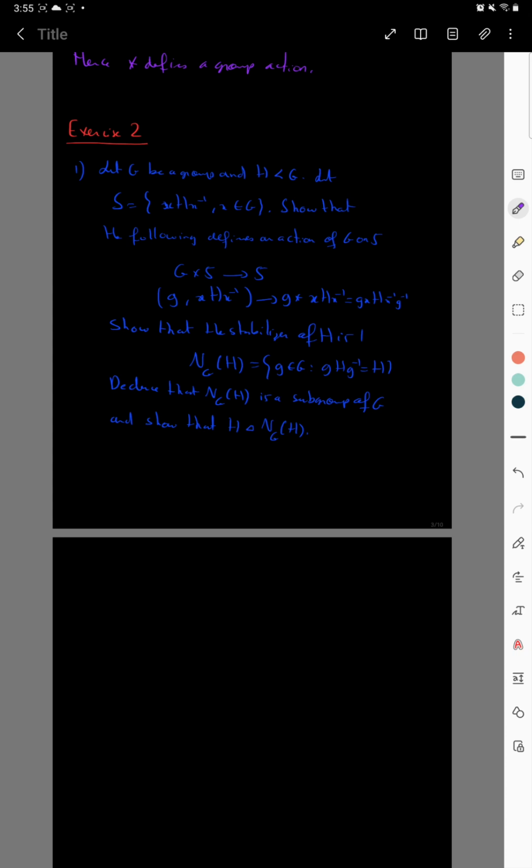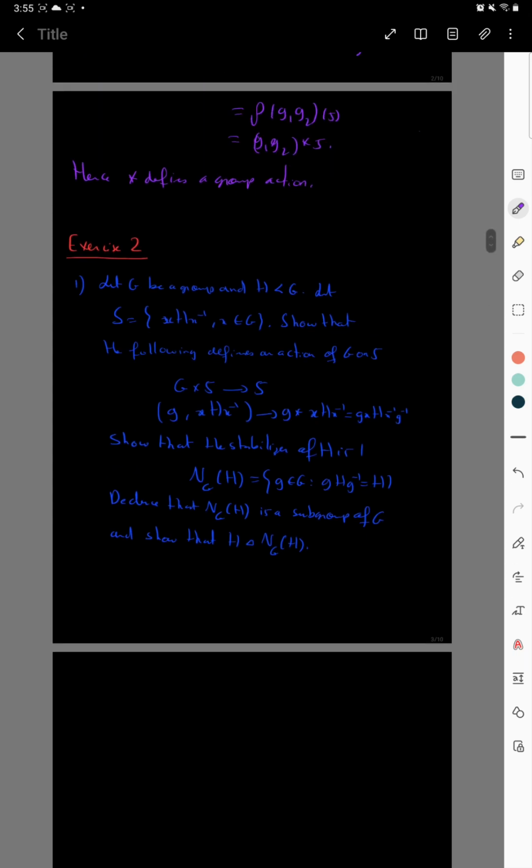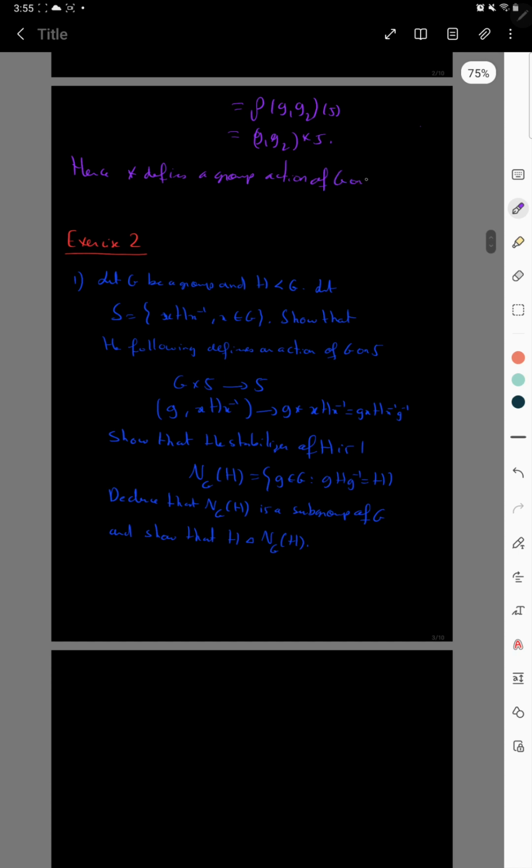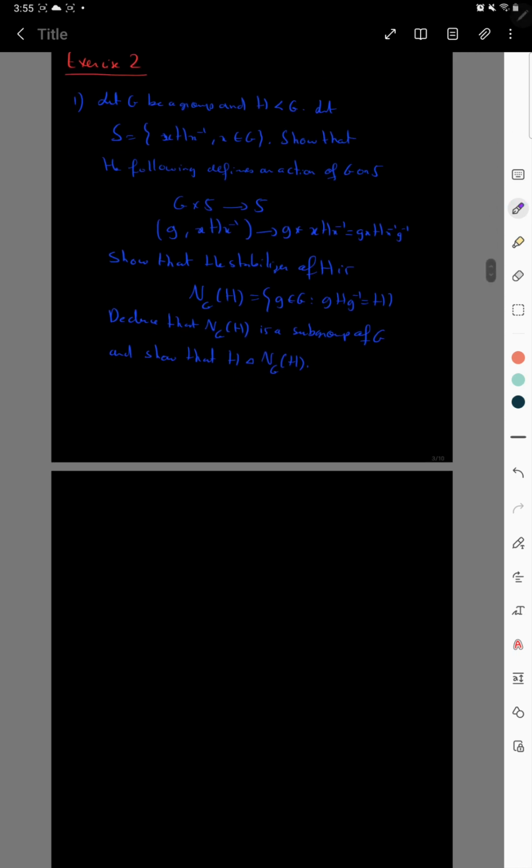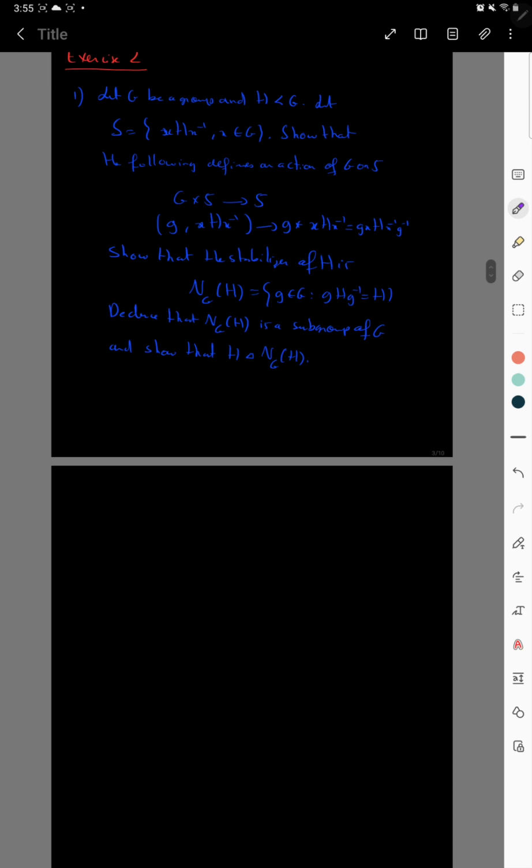Great, let's move on to the second exercise on G-sets. Let G be a group and H a subgroup of G. Let S denote the set of conjugates of H. Show that the following defines an action of G on S, and that the stabilizer of H is N_G(H), the normalizer, and deduce that N_G(H) is a subgroup of G, and show that H is normal in the normalizer. Let's prove that.